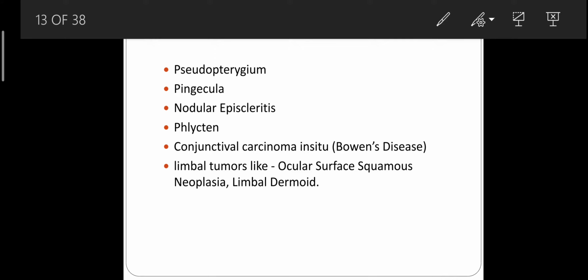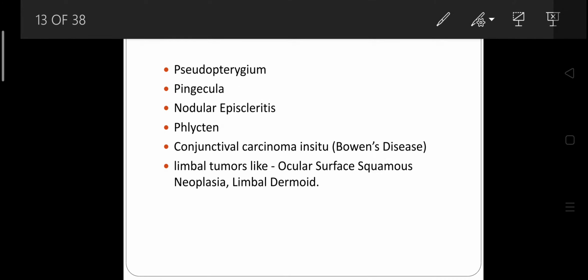So what are the differentiating features? Pseudopterygium is mainly secondary to inflammation, any inflammation, could be trauma, surgery, or peripheral burns. Then it's always stationary. It can occur at any site, not only at 3 o'clock or 9 o'clock like the pterygium, which is either nasal or temporal and doesn't occur at any other site, whereas pseudopterygium can occur at any site. It doesn't progress. And another important differentiating feature is that it doesn't adhere to the limbus, unlike the pterygium. So you can pass a rod below it.